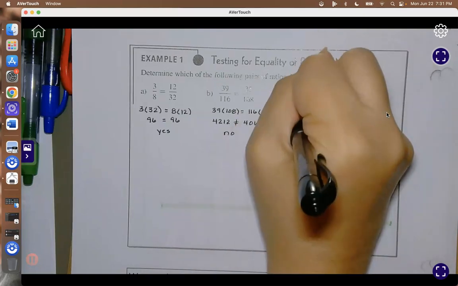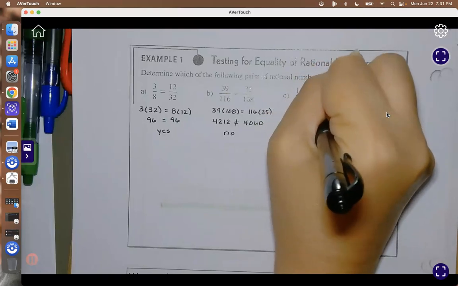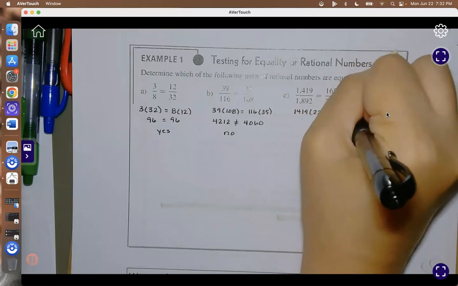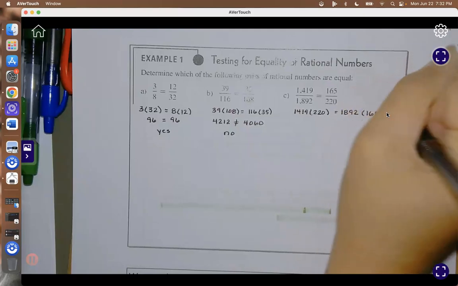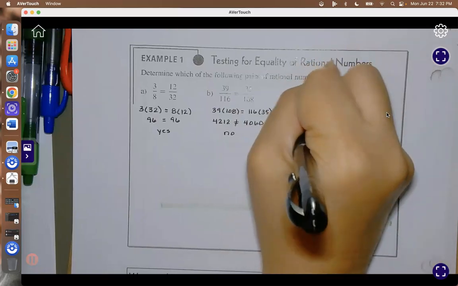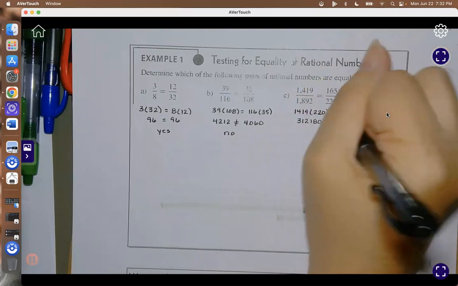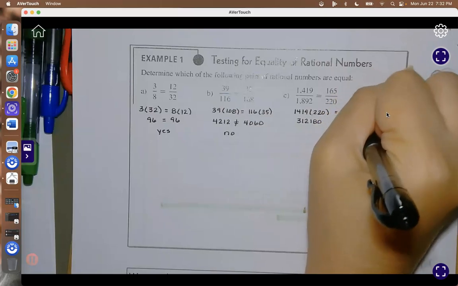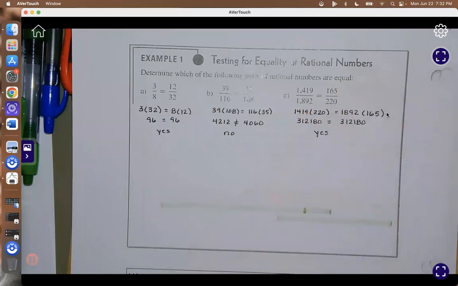Now we do 1,419 times 220 and 1,892 times 165. When we multiply these first two numbers together, we get 312,180. And on the second one, we get 312,180. So these two are equal, so these fractions are equivalent.